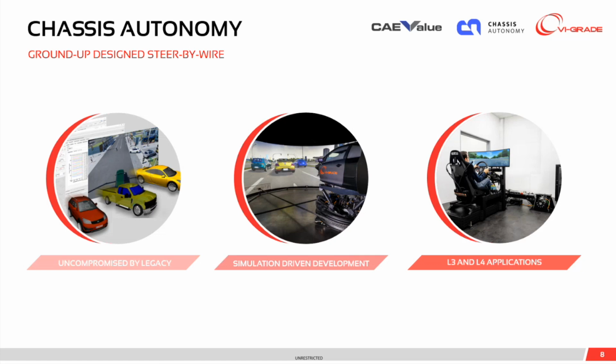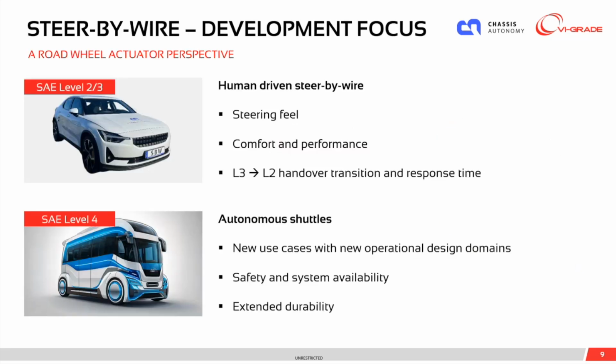We're looking into deploying a road wheel actuator with a hand wheel actuator, and this brings a different level of requirement. Again, we're looking to focus on steering feel to ensure that the driving experience remains as it is with an EPS system or even those systems that went before it. So again, when we're looking at developing the systems for those two distinct sectors, we've got human-driven steer-by-wire. Again, we're really focusing on steering feel.